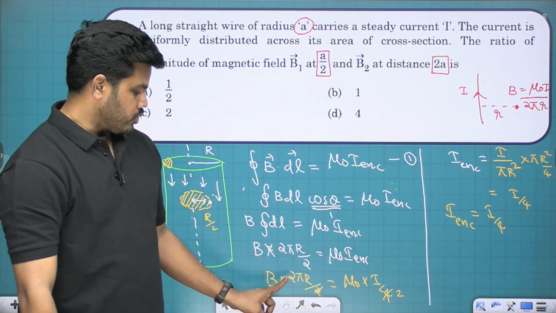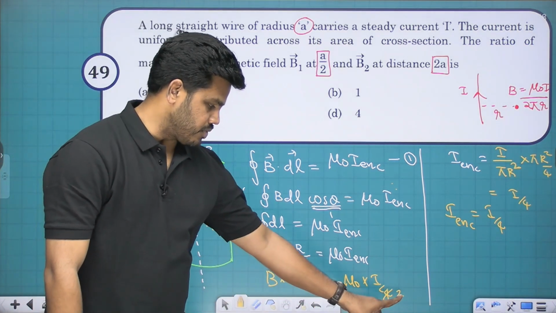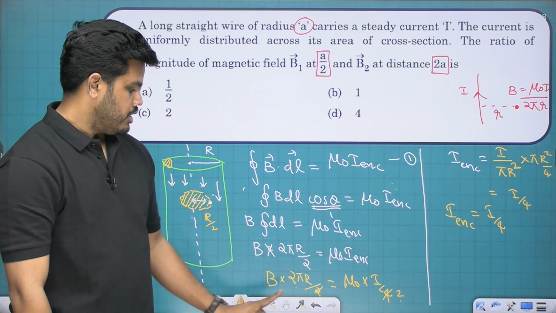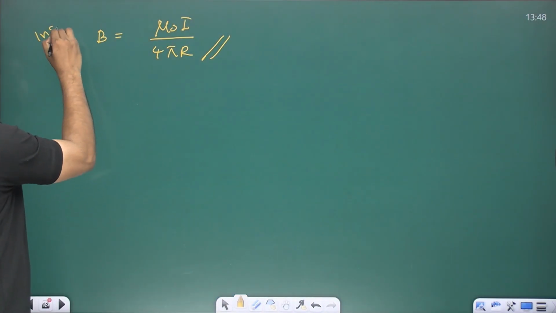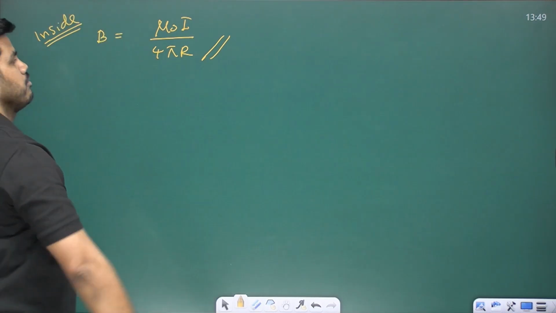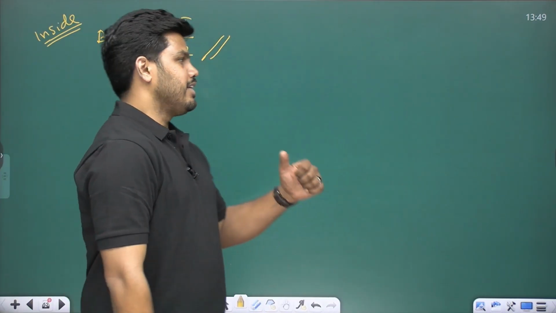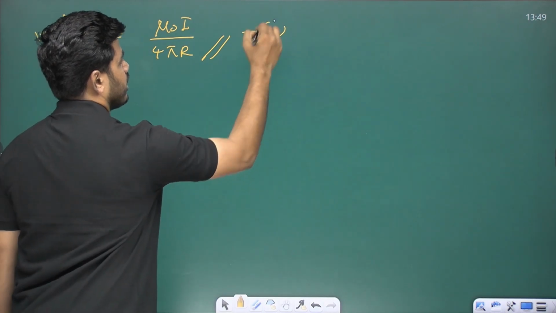B is equal to, I have taken 2 pi R to the LHS. We have already a 2 there. It becomes 4 pi R, with mu naught I in the numerator. So we got the magnetic field inside as mu naught I by 4 pi R. Yes, let me take that as equation A.